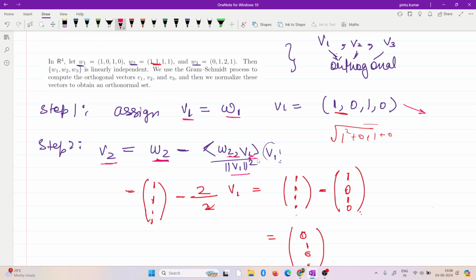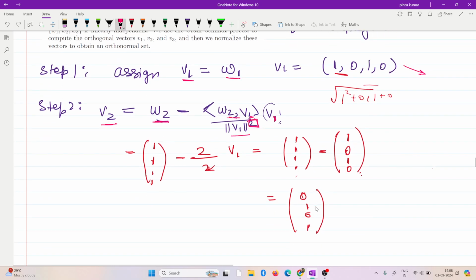Here is where I had made the mistake. I didn't take the square of this norm. So this is norm square times V1. If you look at it carefully, W2 is 1, 1, 1, 1. Dot product is 2. Norm square is 2. So this is 1 times V1, and so we obtain our V2.